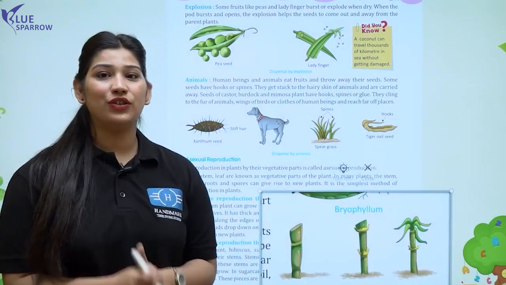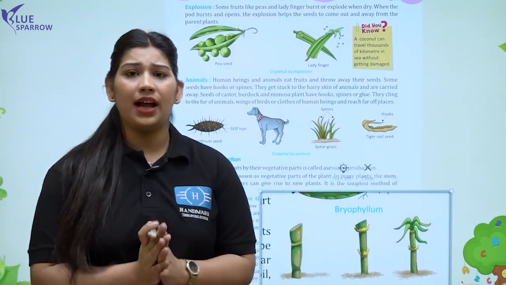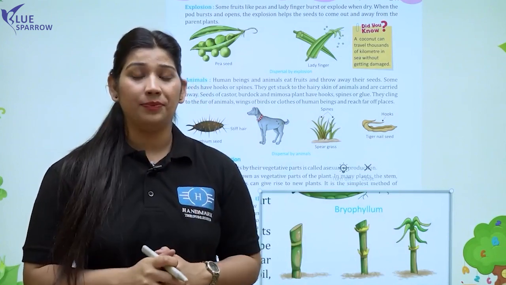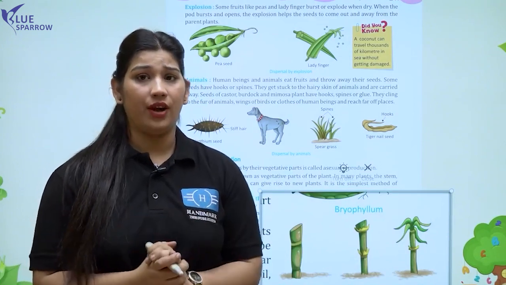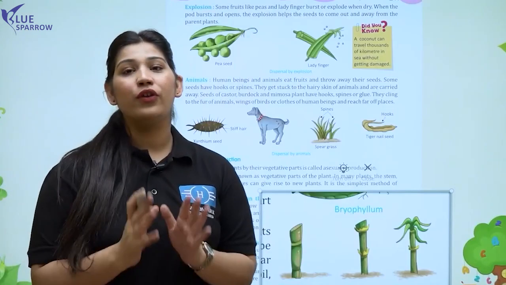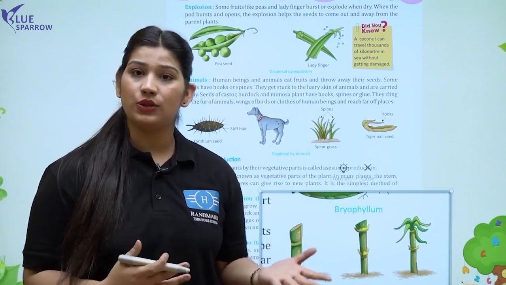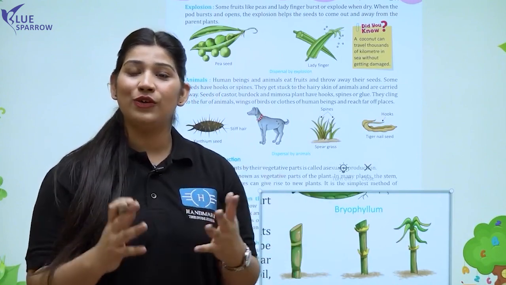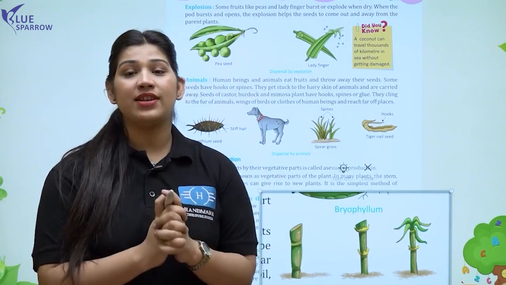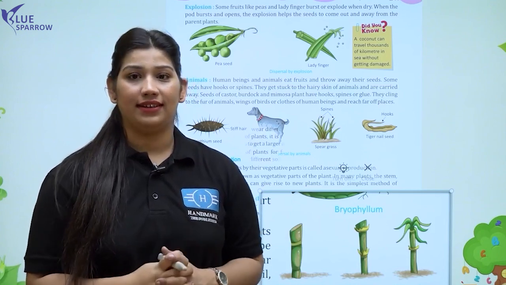Here is the reproduction through stem. Some plants have nodes on their stem, like rose, hibiscus, etc. This is the example of sugarcane. The stem of sugarcane is cut and sown into the soil, and the new plant grows from that stem. This process is also known as stem cutting.